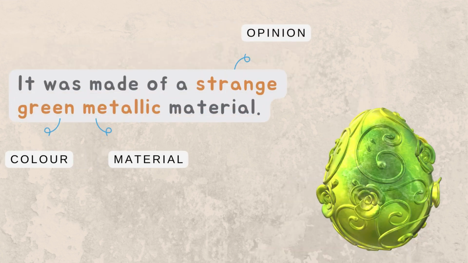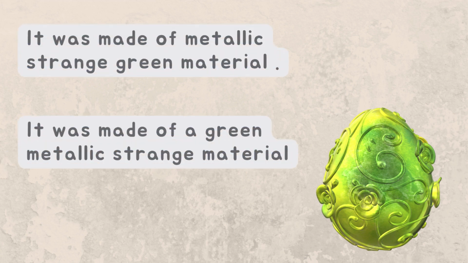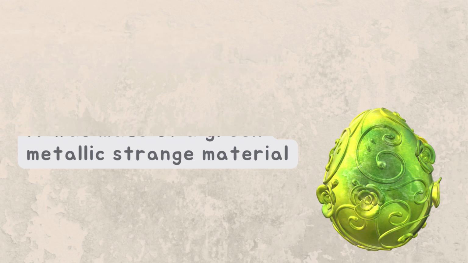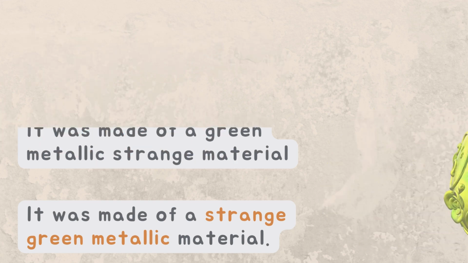In the sentence, it was made of a strange green metallic material. Since we are using adjectives of different category, we can avoid commas and more importantly follow the right order. I can also say this sentence as it was made of metallic strange green material, or maybe it was made of green metallic strange material. But both of these sentences sound odd, so it is better to use the correct order of adjectives to make you sound more natural, more fluent, and showcase your command on the language.